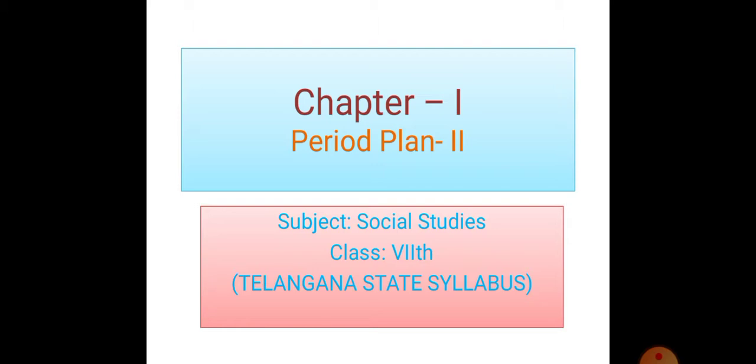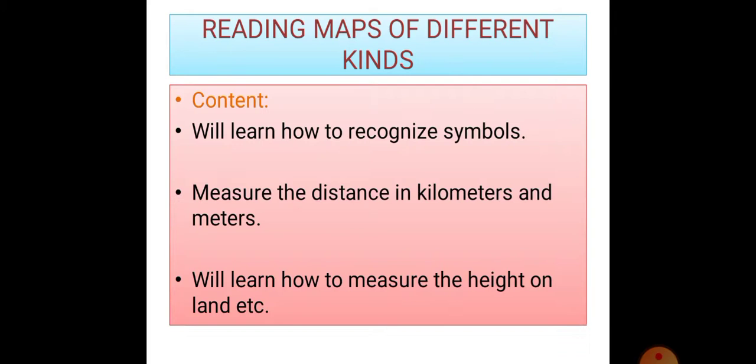So now in the next class we would be talking about how this works, like how the maps are, how we recognize the symbols that are there on the maps, and how the distance, that is kilometers, is measured, and how the height is measured on the land from the sea level, or what exactly is done, and what contour lines are, how a physical map works, what a political map is. We would be learning all those things. Okay, so let's go into the lesson.